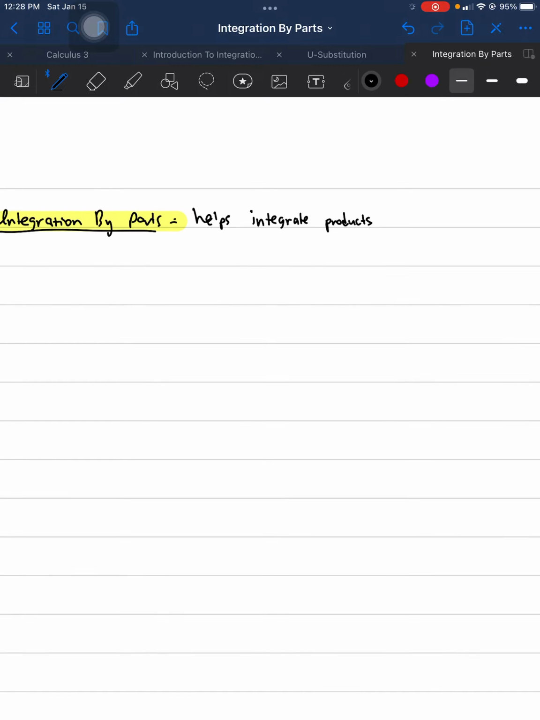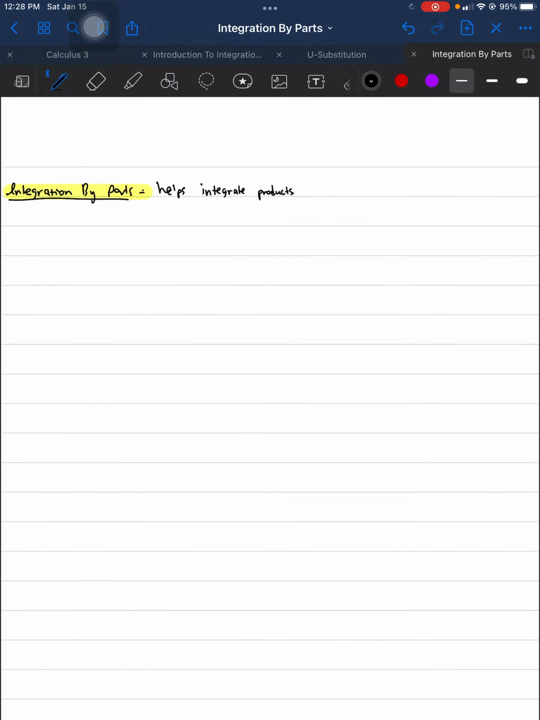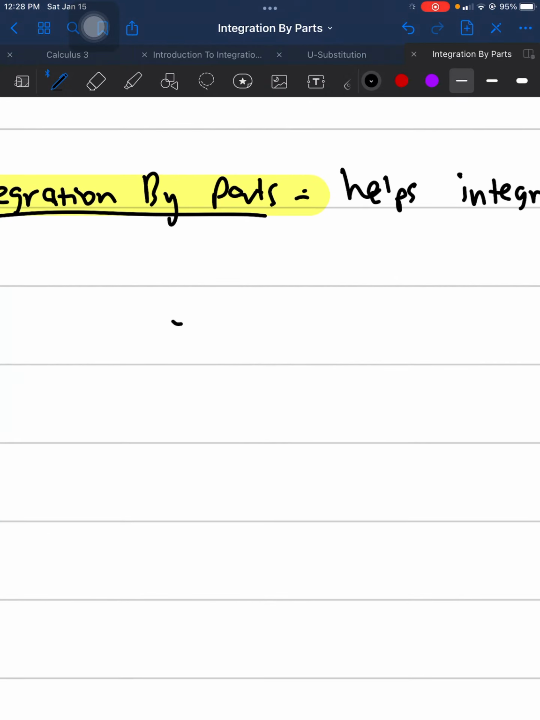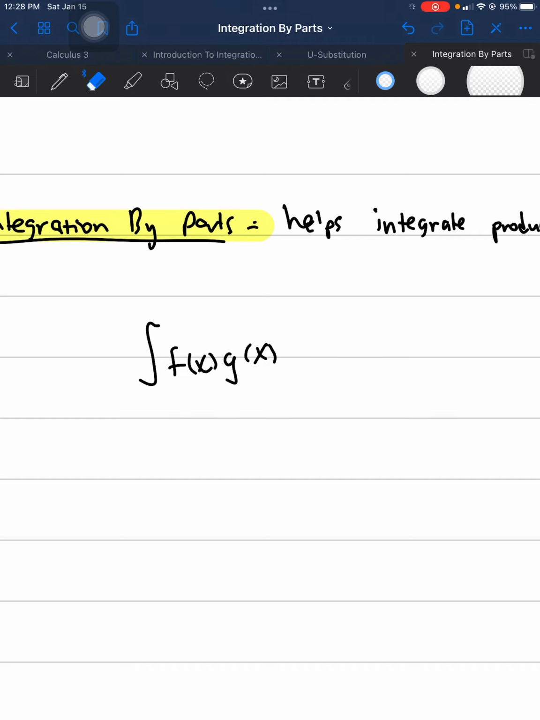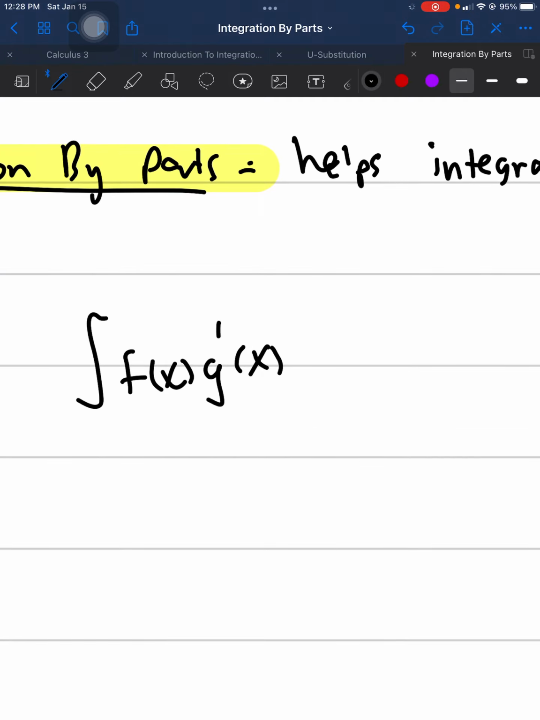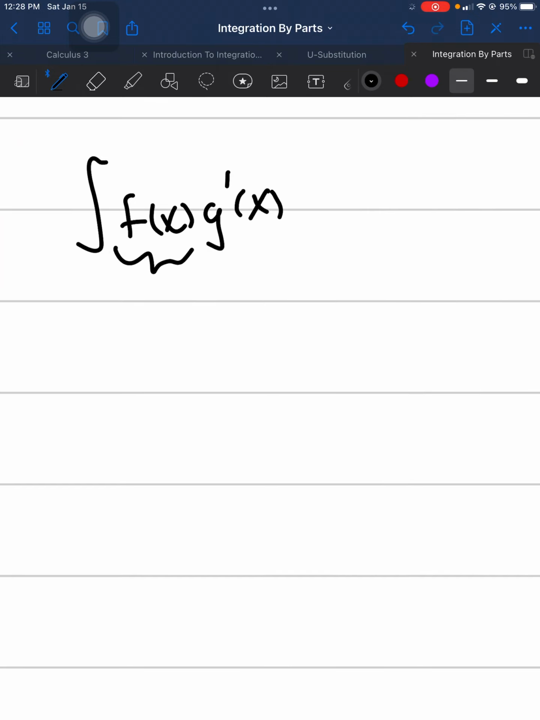So the general formula for integration by parts is the integral of f of x g prime of x. Right here, this is basically the product, right? This is a product where we have f of x as one of the parts, and then g prime of x as the other one.